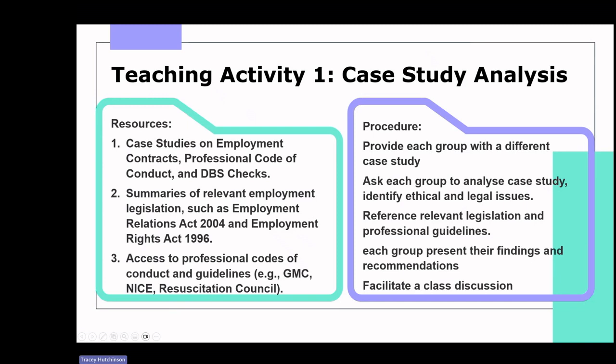On the right, you have your procedure for this task. So you would divide students into groups, provide each group with a different case study covering topics like employment contracts, code of conduct or DBS checks. Ask each student to analyse the case study and identify ethical and legal issues. Encourage groups to reference relevant legislation and professional guidelines. After analysis, have each group present their findings and recommendations to the class. Facilitate a class discussion on the key takeaways and lessons learned from the case study.